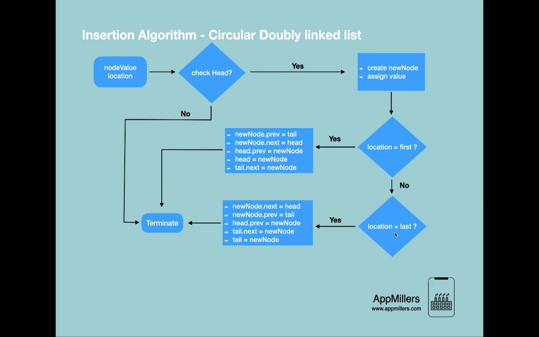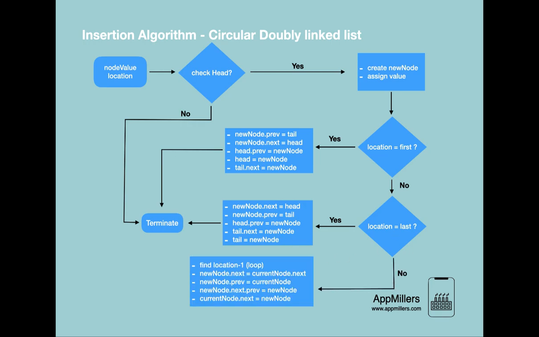Then we continue if location is not equal to last. Then we continue to this case. In this case, we want to insert a node at any given location in circular double linked list. So the steps start with looping. We need to find a node which is located before the location that we want to insert in a circular double linked list. So when we reach location minus 1, we need to create a link between these nodes. So the first step, we are creating a link between new node and the next node. We know that current node's next value points to the next node. So we are setting new node's next to the current node's next value. So this creates a link between new node and the next node.